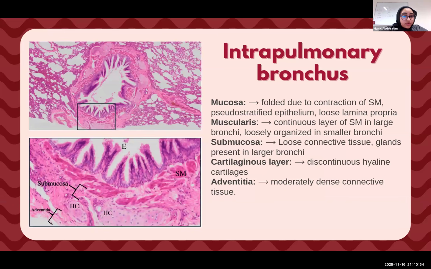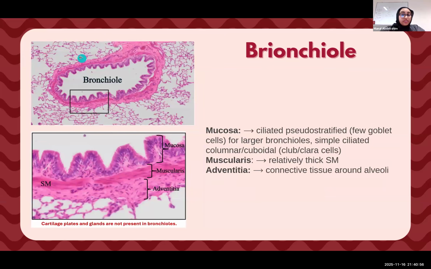So when you take a closer look, you realize that here there is no cartilage. This tells you that we're no longer at a bronchus, but we're now at a bronchiole. Bronchiole has no cartilage. The mucosa, again, is going to be the respiratory epithelium. So it's ciliated, pseudostratified, and it has a few goblet cells if it's a larger bronchiole.